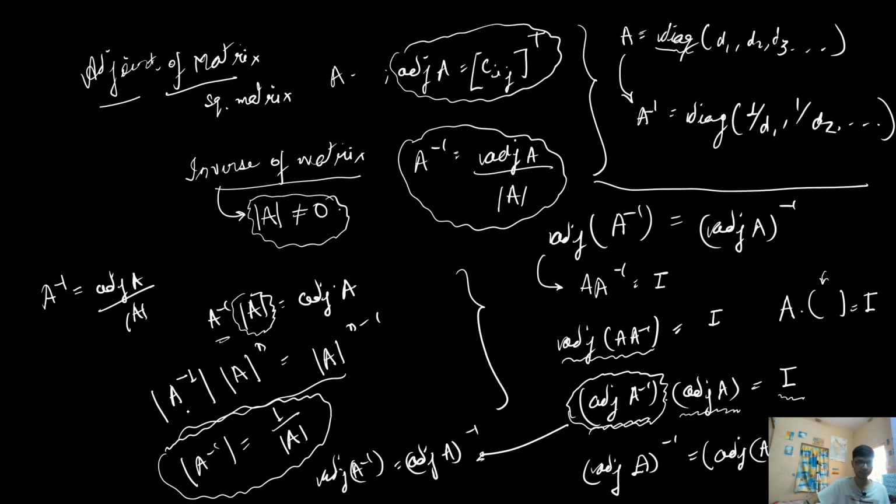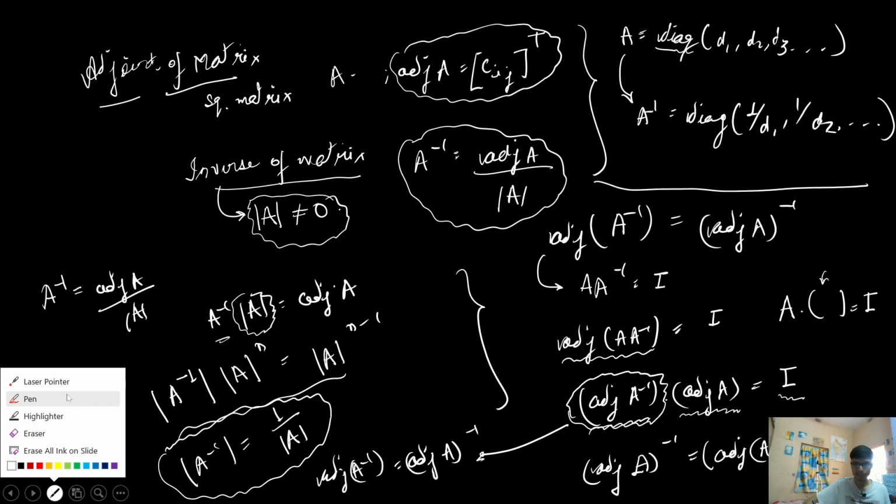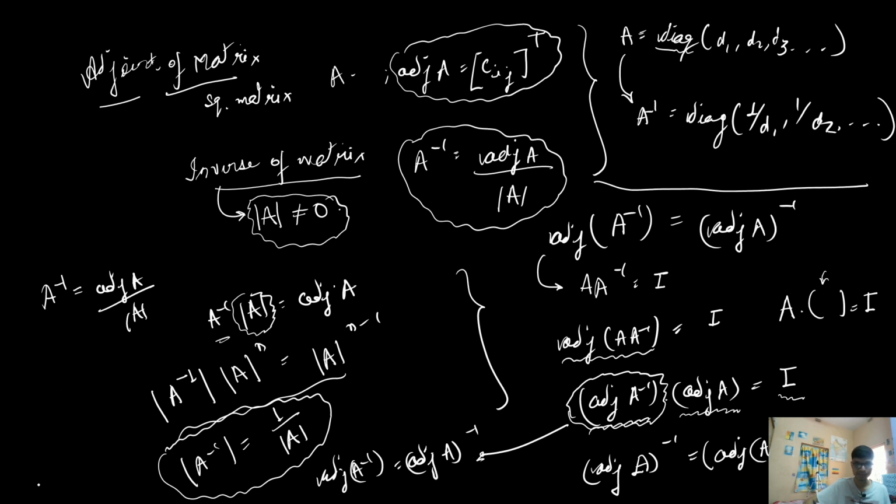Okay, now another important result that comes very handy was this property, that the adjoint of A inverse is equal to matrix A divided by determinant of A. This result also comes very handy. So I hope you will remember all these important properties.